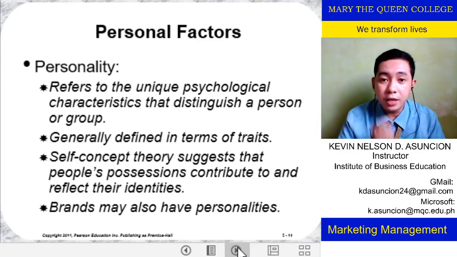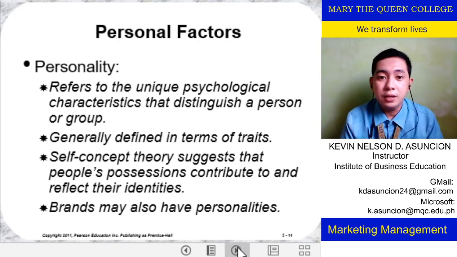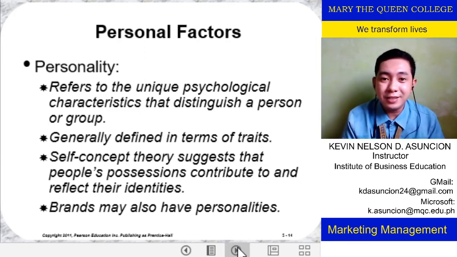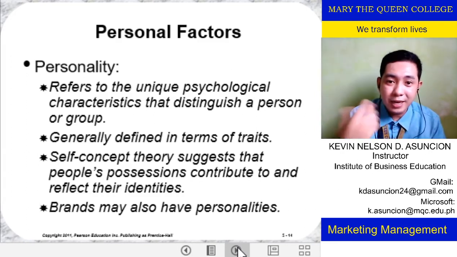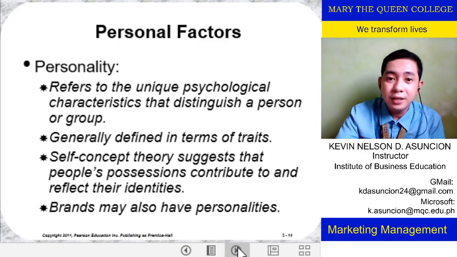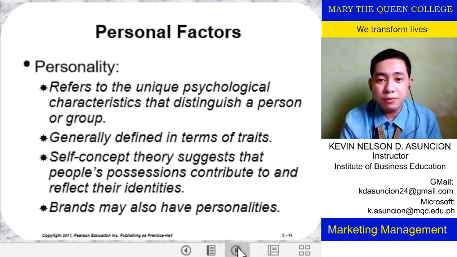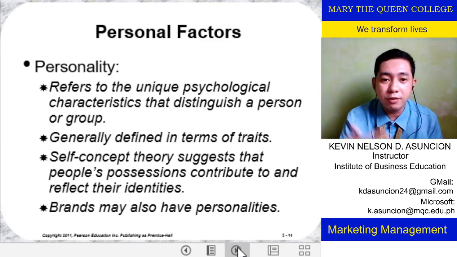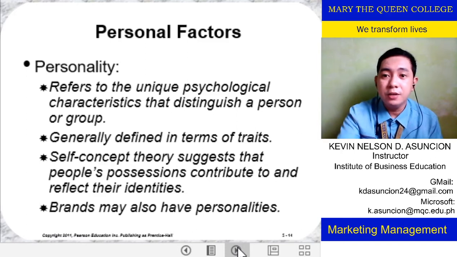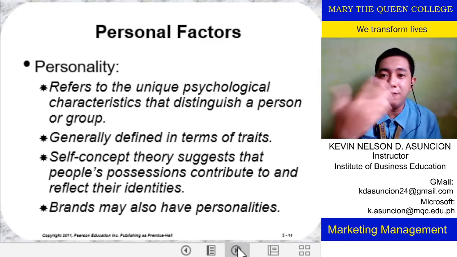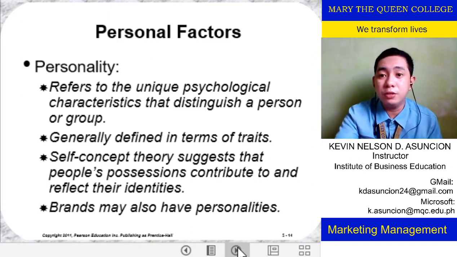And your personality, ito yung pinaka masalimuot dahil nga iba-iba tayo ng personality, refers to the unique psychological characteristic that distinguish a person or a group. No, dito na papasok kung anong kulay ang gusto mo, anong size, ergonomics, paano yung design, iba-iba tayo ng tingin eh. So generally defined in terms of traits, and self-concept theory suggests that people's possessions contribute and reflect to their identities. Now, what do they have? Then brands may also have personalities. Of course, they reflect what I mentioned earlier. They reflect something, social status, for some of the, especially those luxury brands.